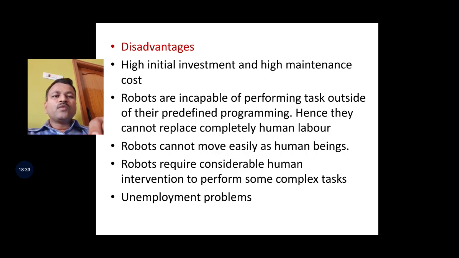Robots cannot move as easily as human beings. So human beings, we are flexible. We can move anywhere, anyhow, in all directions. Robots have some predefined paths that they have to move along. Robots require considerable human intervention. Without human intervention, it will not do the task. Some human intervention is required to perform some complex tasks.